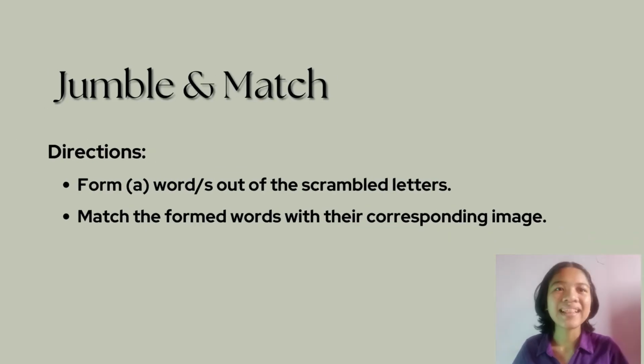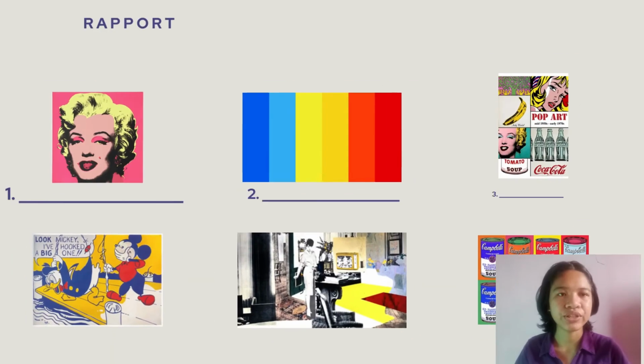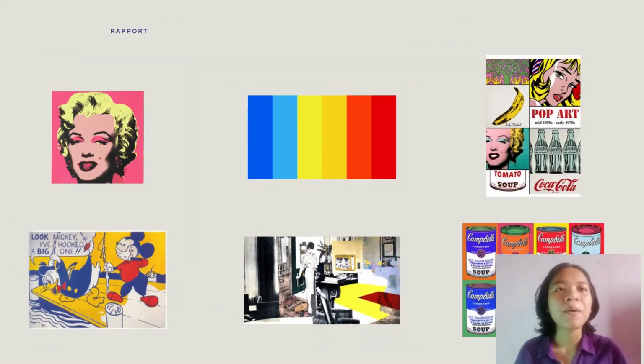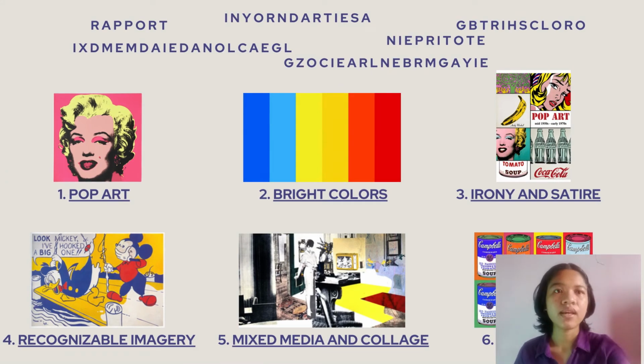But first, let's sizzle it up and start a scrunch game, in which we first form a word out of scrambled letters and then match it with the corresponding image. So here is the first image. The correct answer is pop art. Next, the correct answer is bright colors.